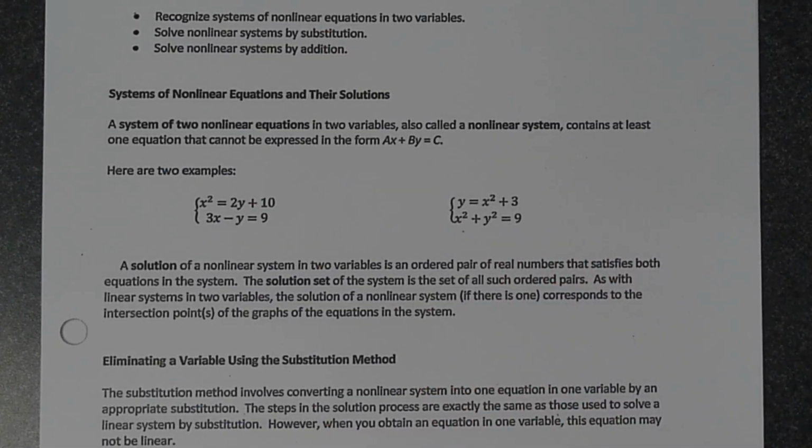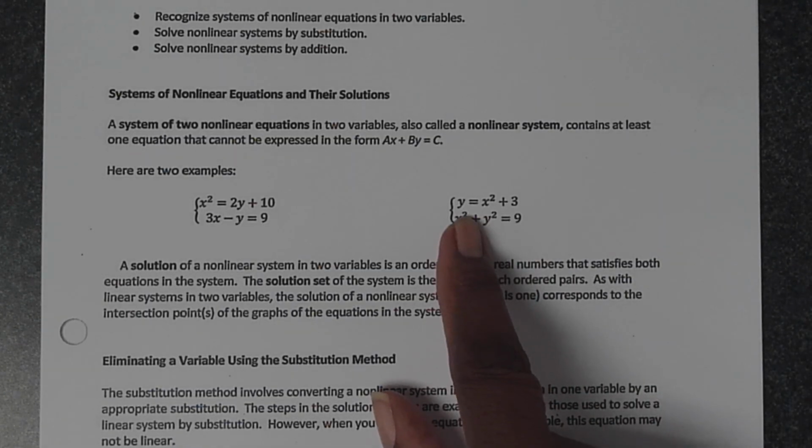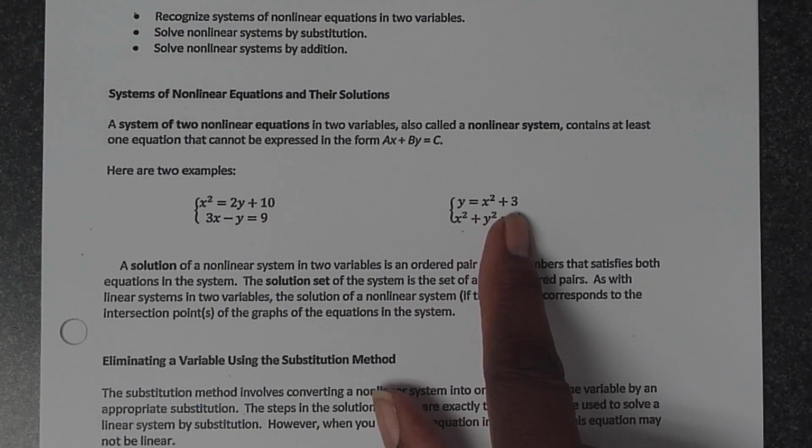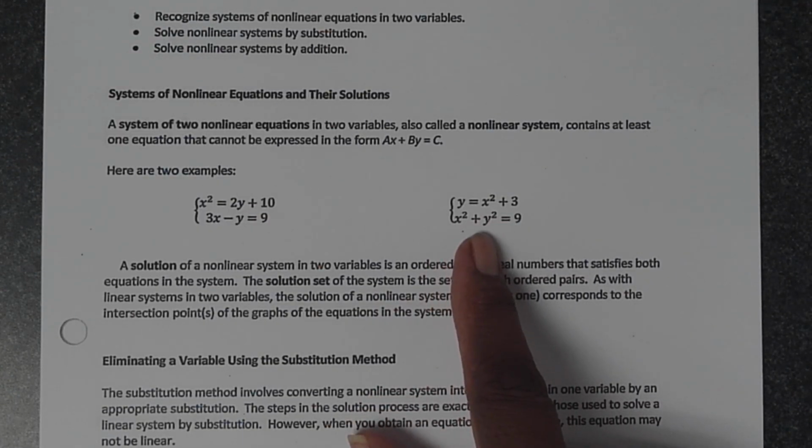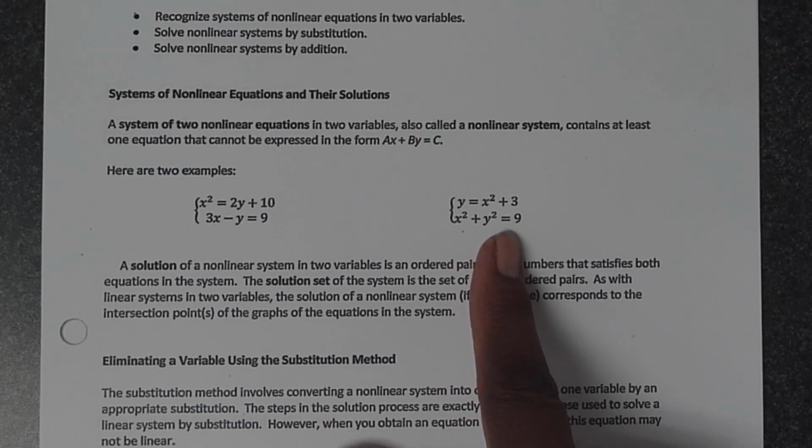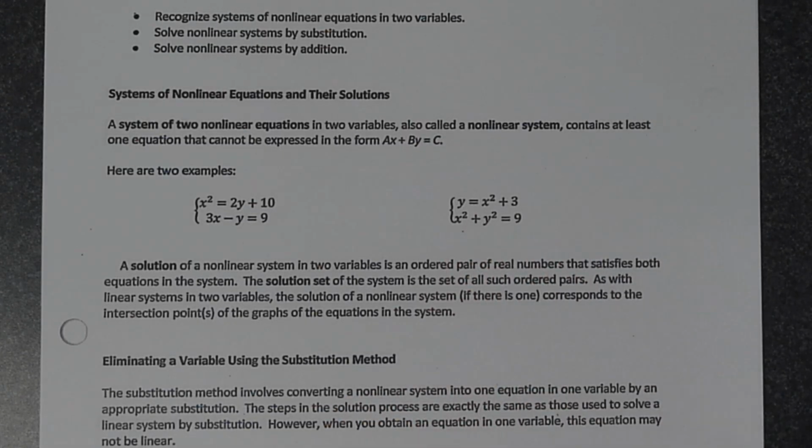And then the second one, we've got y equals x squared plus 3, and x squared plus y squared is equal to 9. That's an example of a system of equations that are nonlinear. Because y is equal to x squared plus 3, that's actually the graph of a parabola. And x squared plus y squared is equal to 9, that's actually the graph of a circle. So those two are nonlinear equations. Okay, it could be one equation that's nonlinear, or it could be both equations that are nonlinear.